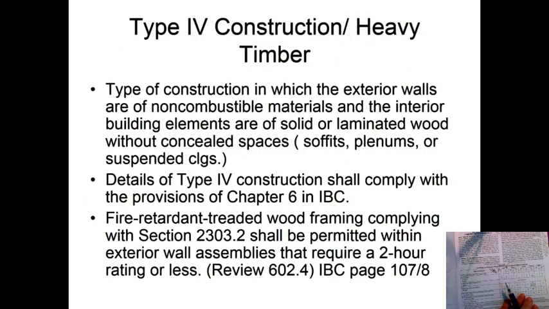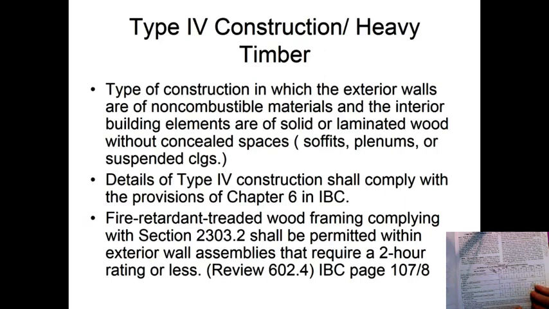Type 4 construction, of course, heavy timbers, in which the exterior materials and interior building elements are of solid or laminated woods without concealed spaces. That means you don't have soffits, plenums, or suspended ceiling coming down. Details of type 4 construction have to comply with the provisions of chapter 6. So you'd have to go back and read cover to cover what you could use.